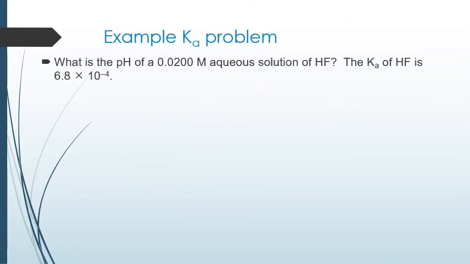Okay, so now let's look at a sample Ka problem. This is asking us to solve for the pH of a 0.0200 molar aqueous solution of HF. The Ka of HF is 6.8 times 10 to the minus 4th. So the first thing I want to do is set up my equation. So I have HF plus H2O forming H3O plus and F minus.